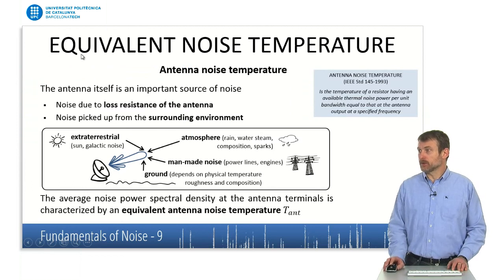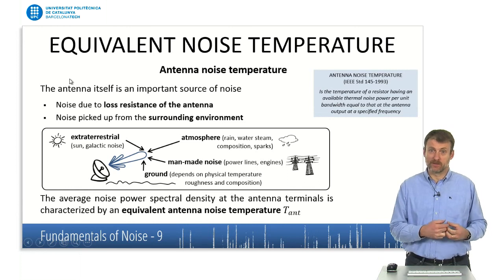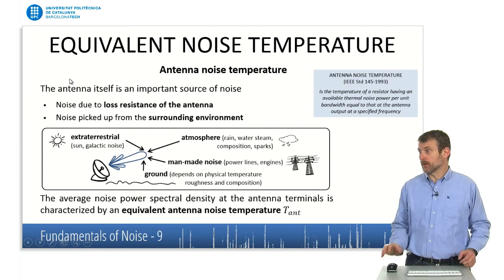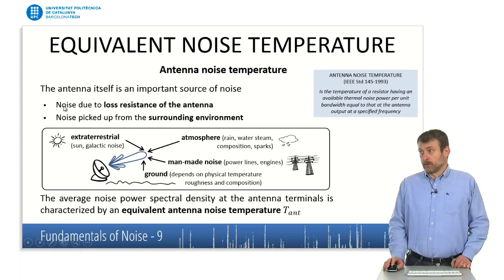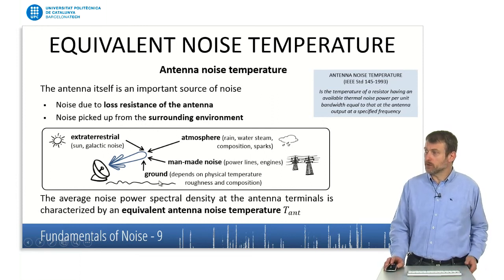The antenna noise temperature would be the equivalent noise temperature of the antenna, or the equivalent noise temperature that characterizes the noise picked up and generated by the antenna. This is the noise that the antenna can deliver to a receiver connected to it, right? As I say, these noises might be due to the loss of the antenna, or also by the surrounding environment, right? And there are many possible sources of noise.